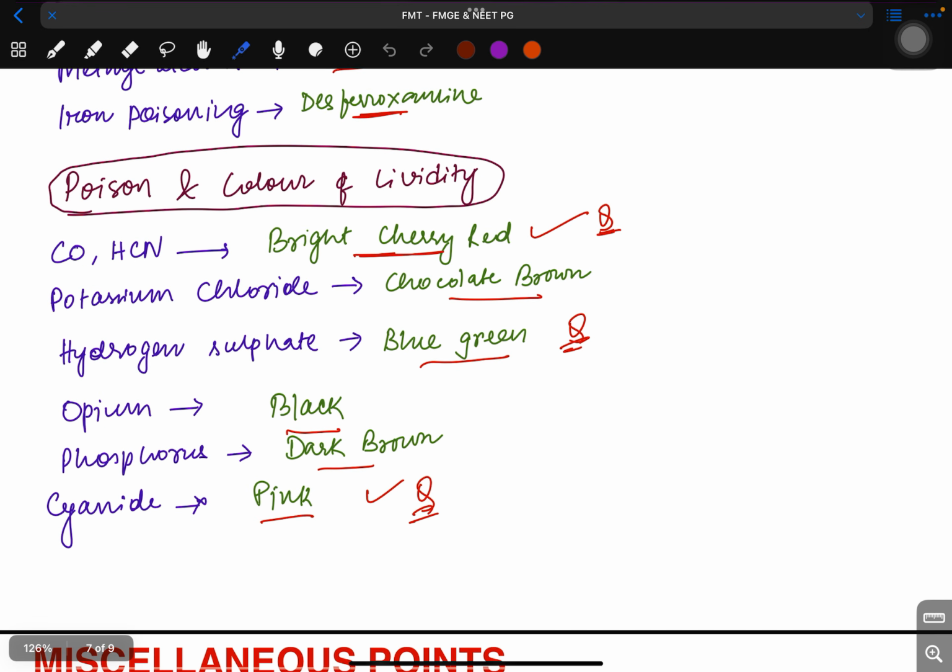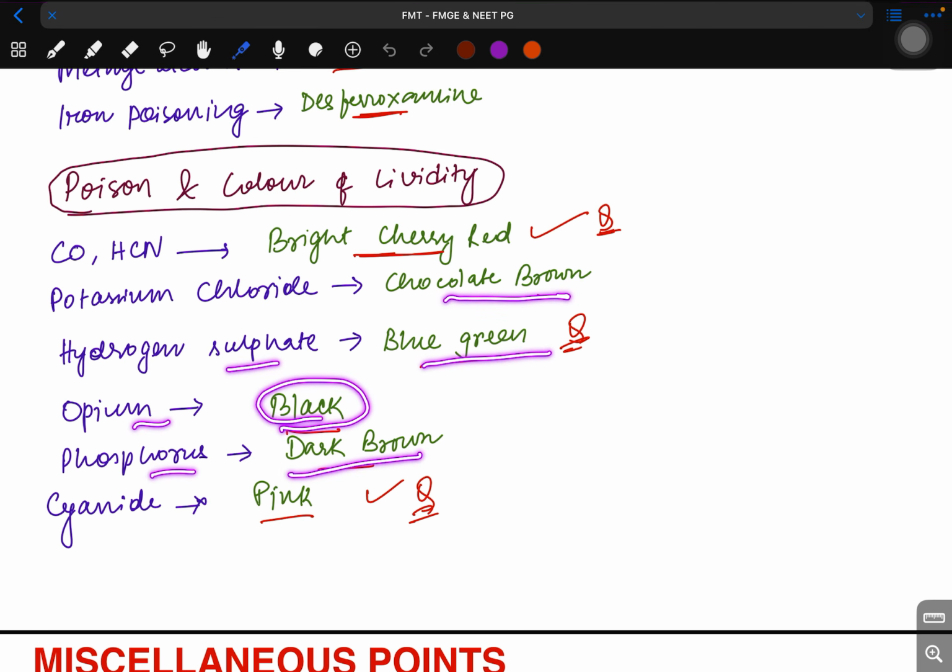Now we will study various poisons and the colors of lividity. In carbon monoxide and HCN poisoning, we will find bright cherry red lividity. This is an important question. Potassium chloride, we will find chocolate brown. Hydrogen sulfide, blue green. Opium will be black. Phosphorus will be dark brown. Cyanide will be pink. Here I have marked QQQ, so these three are most important.